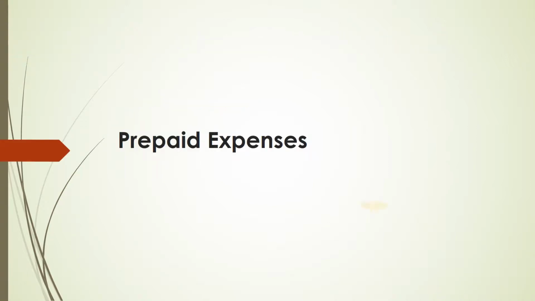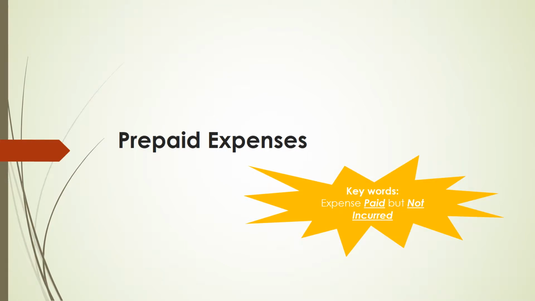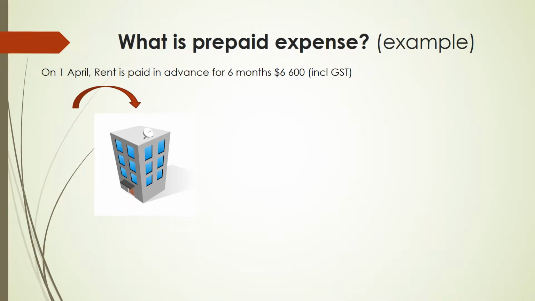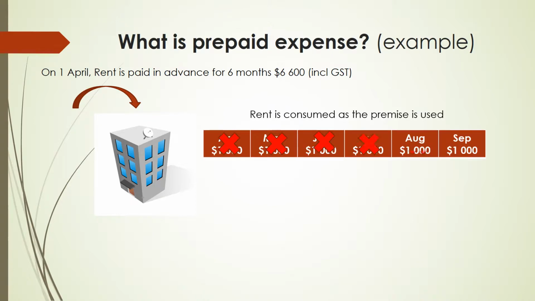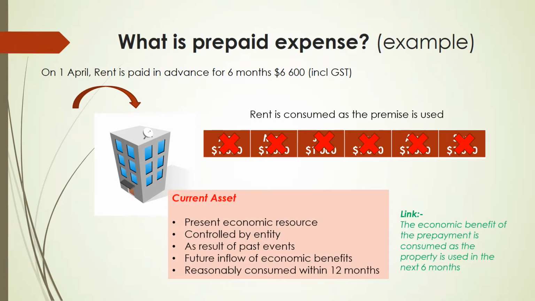Prepaid expenses. Basically, they are expenses that are paid but not incurred. So, what is it? Using this example here, on the 1st of April, rent is paid in advance for 6 months, totaling to $6,600 including GST. Rent is consumed as the premise is used. As such, the prepaid expense is a current asset. The economic benefits of the prepayment is consumed as the property is used in the next 6 months.